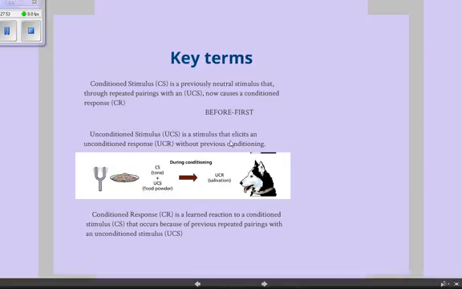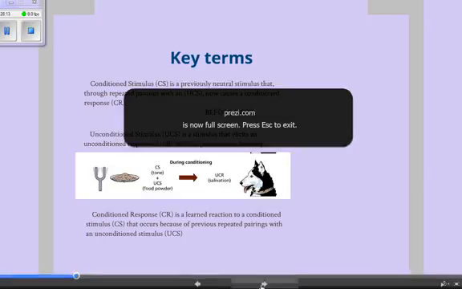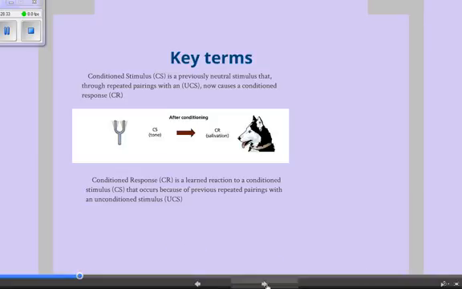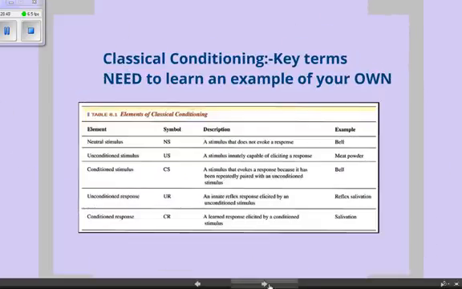Unconditional stimulus is a stimulus that evokes, as we said before, the unconditional response without previous conditioning. And of course, conditional response is a learned reaction. We discussed that before. That occurs because of previous repeated pairings. Also, I want you to remember the final ones. Conditioned stimulus is the previously neutral stimulus that causes a conditional response, and conditional response is the learned reaction. So when you are asked to identify this scenario in an exercise, you need to be able to give the terms. We will do it in the class, and we are going to practice this. This is the most important thing before we go to anything else.